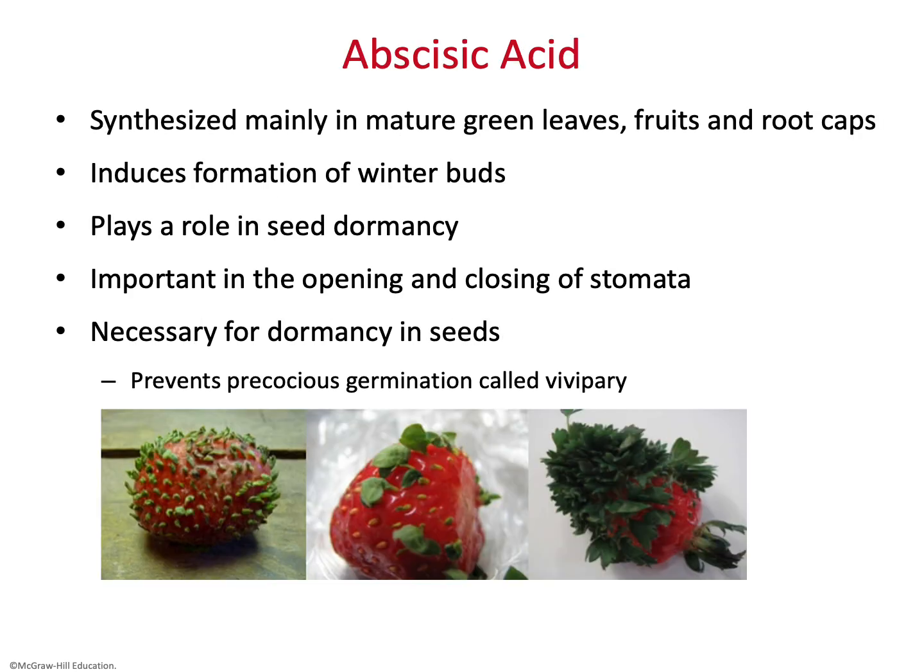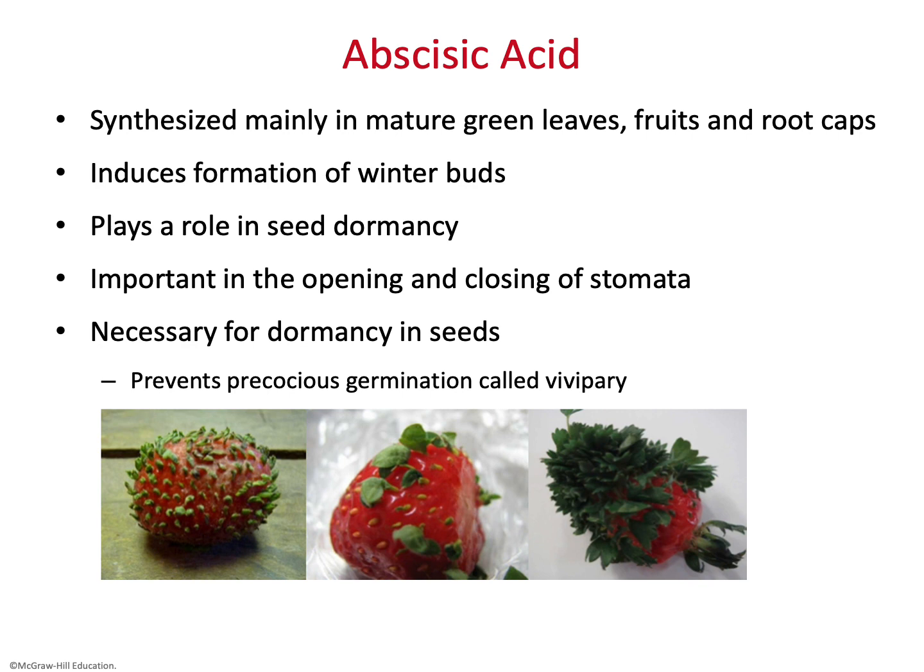The last hormone we will discuss today is called abscisic acid, which is synthesized mainly in mature green leaves, fruits, and root caps. Application of abscisic acid can stimulate fruit dropping in cotton. Abscisic acid induces the formation of winter buds that are dormant and remain through the winter, and it also plays a role in seed dormancy.